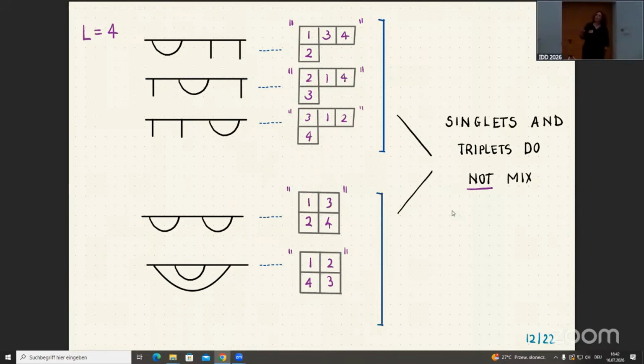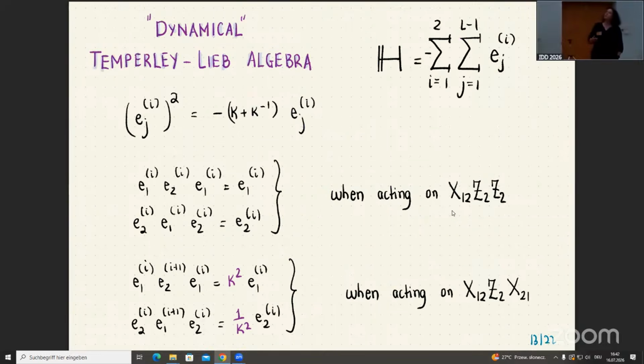If you do 4 sites, I just want to highlight some behavior that happens here, which is that singlets and triplets don't mix. If you do the same tricks I was showing you, for the singlets or for the triplet, you find a little matrix here that you can solve and a little matrix here that you can solve. They don't mix. This will be important because for the n equals 2 theories, they will mix, and this will explain the breaking of the symmetry. Okay, I'm going ahead of myself. Let me be a bit slower.